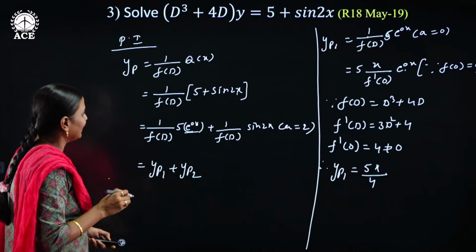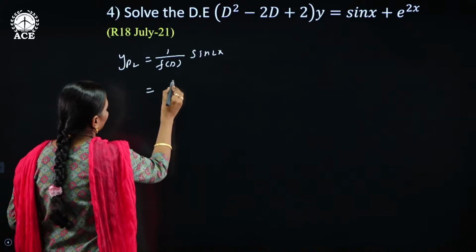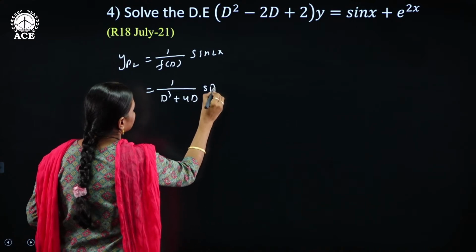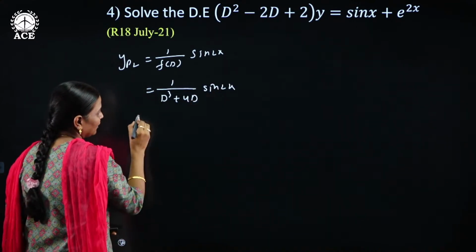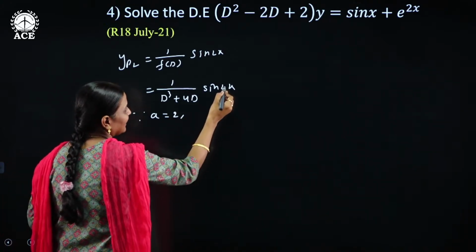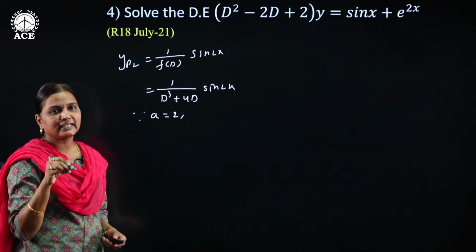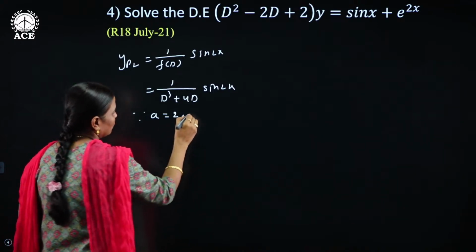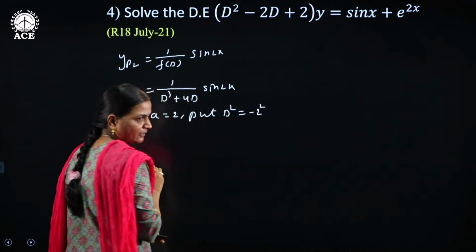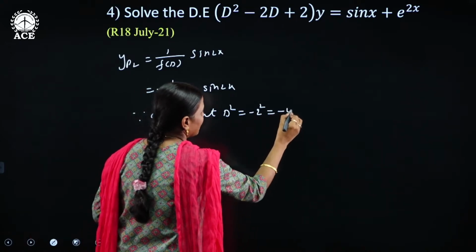So now what is the f of d? F of d is equal to d cube plus 4d, which is equal to 1 by d cube plus 4d into sin 2x. What is the a value here? Since a is equal to 2, when a is equal to 2 and if q of x equals sin x or cos x, our substitution is d square is equal to minus a square. So put d square is equal to minus 2 square, not minus 2 whole square, that is minus 2 square. Minus 2 square is minus 4.